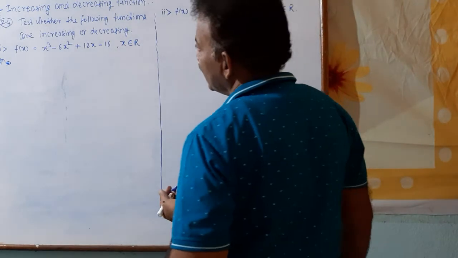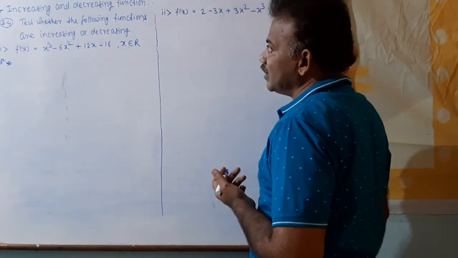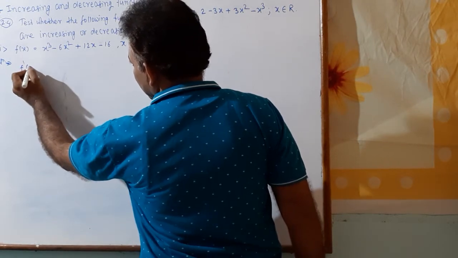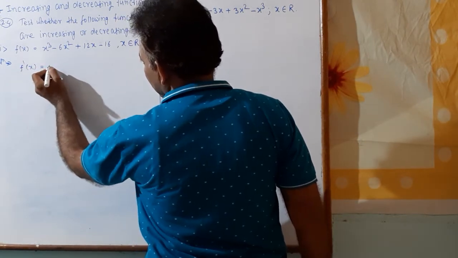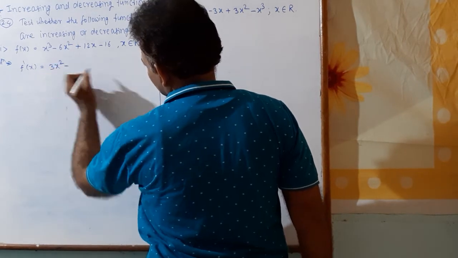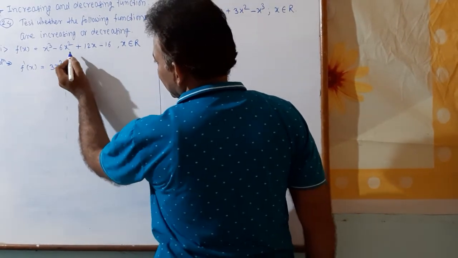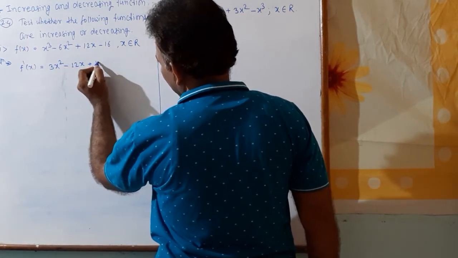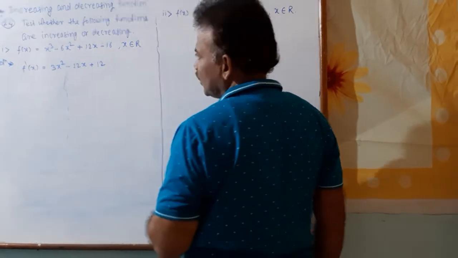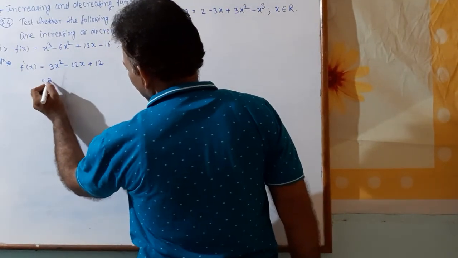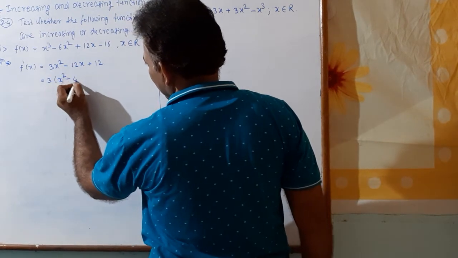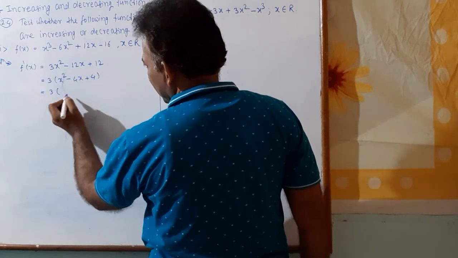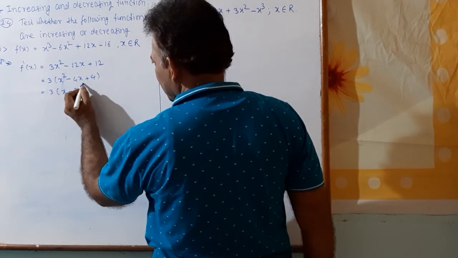We know the definition for increasing, for decreasing always f dash x is there, that means we have to differentiate. We differentiate the given function. So f dash x equal to derivative of x cube is 3x square, minus derivative of 6x square, which is 12x, plus derivative of 12x, which is 12, and derivative of minus 16 is 0. Simplify this, take 3 common, in the bracket x square minus 4x plus 4. So it is equal to 3, and this bracket is nothing but the expansion of (x minus 2) whole square.